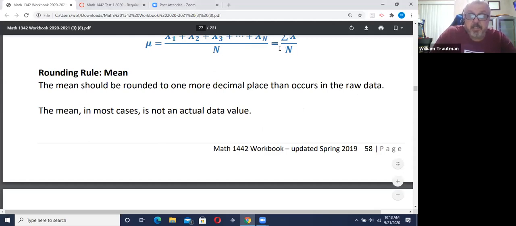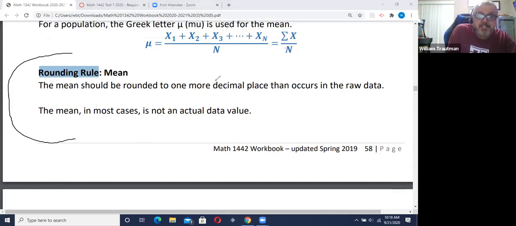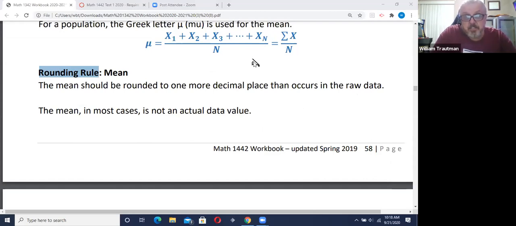By the way, this is going to be on the test. This rounding thing, it's in the homework, and it's going to be on the test. Promise you.